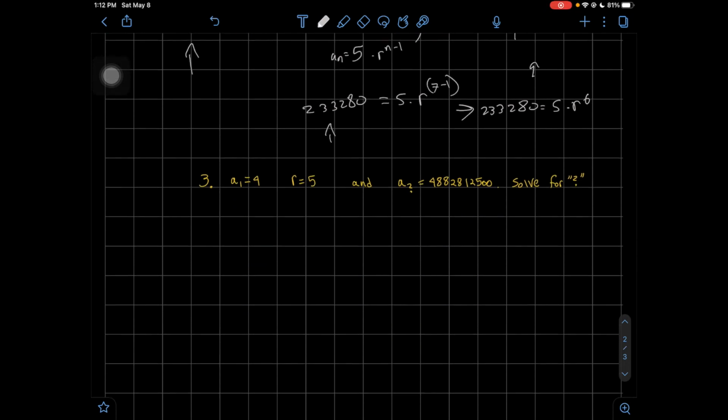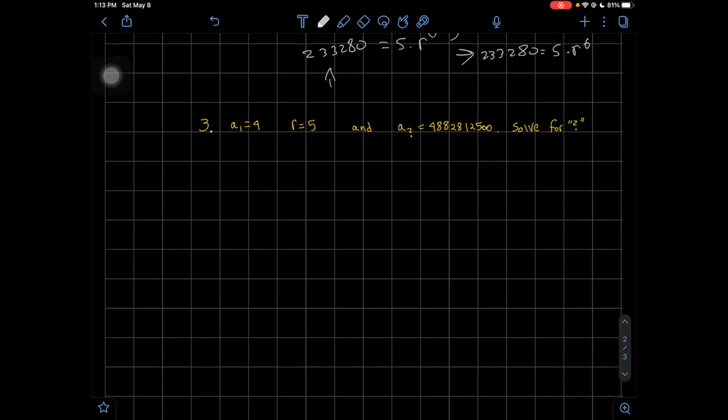So our answers are r equals 6, and a of n equals 5 times 6 to the power of n minus 1. Lastly, we have question number 3, which says a of 1 equals 4, r equals 5, and a of question mark equals 488,281,250. That's a big number. Solve for the question mark. So we're solving for this n value right here, which we don't know. Well, we're given our a1 value. And if we're given our a1 value, we can go ahead and use our equation.